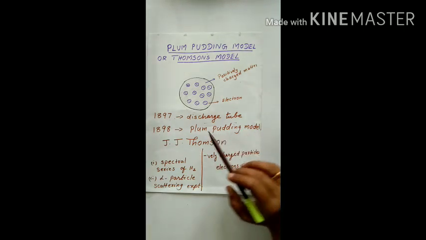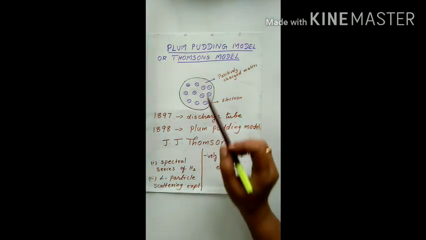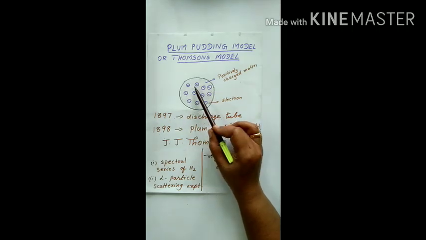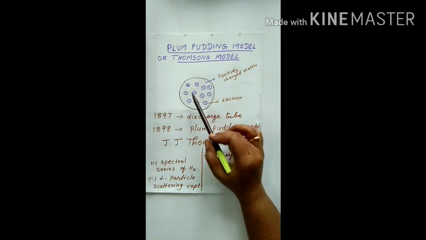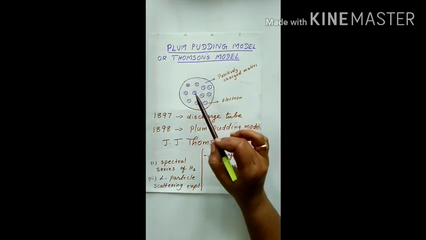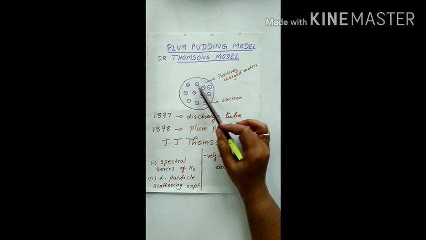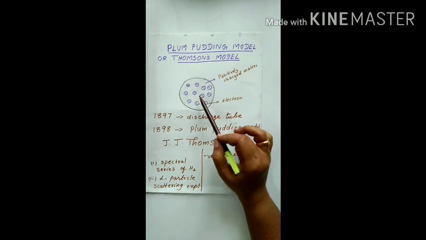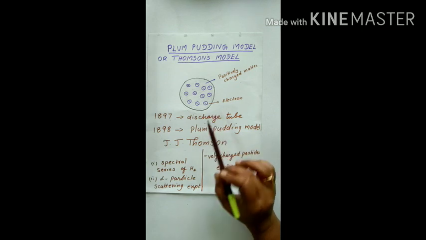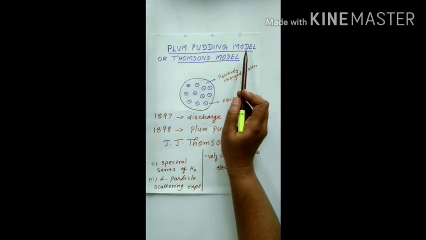Based on these assumptions, in 1898, J. J. Thomson proposed that an atom is a sphere of positively charged matter with electrons embedded in it. The positive charge is uniformly distributed over the entire atom, and the arrangement of electrons inside the continuous positive charge is similar to that of the seeds in a watermelon or the plums in pudding. So, this model of atom is known as the plum pudding model.